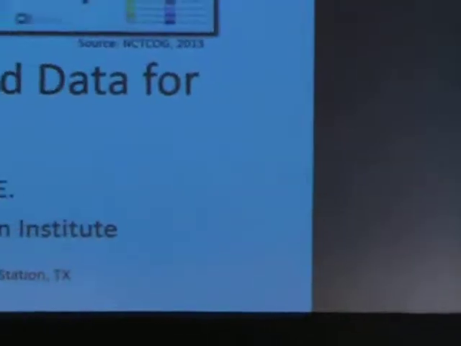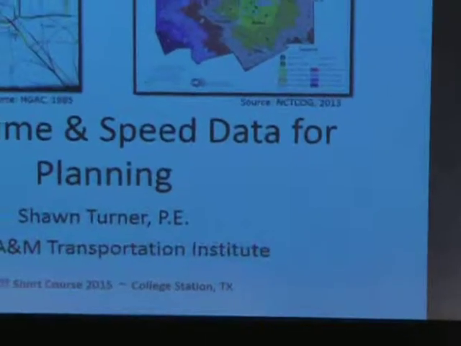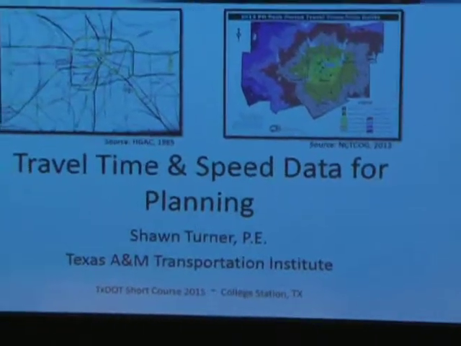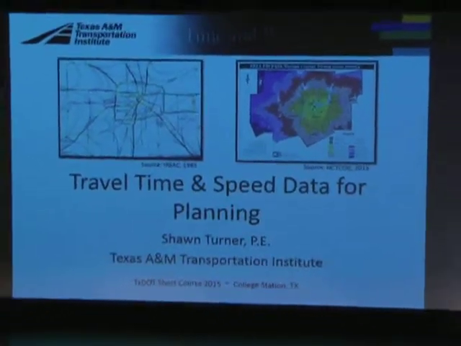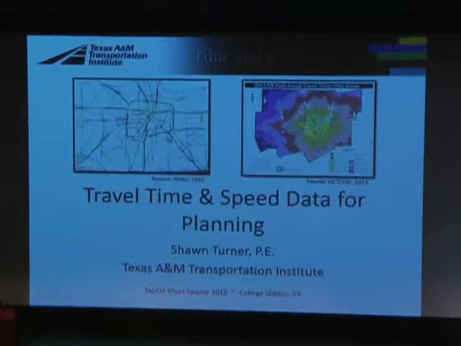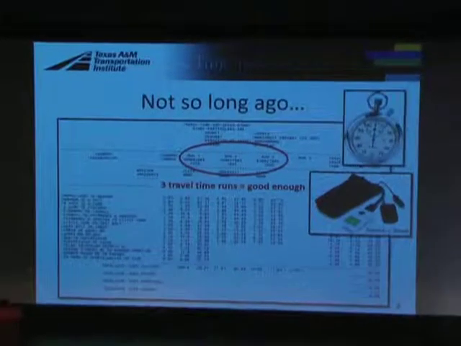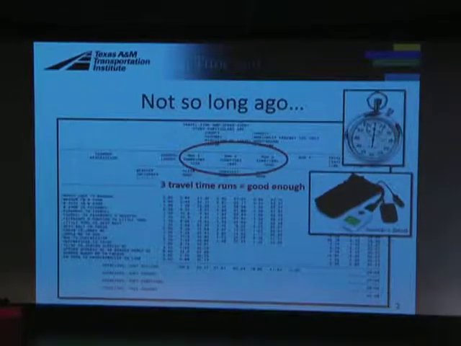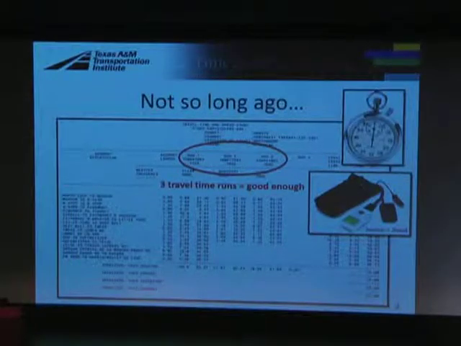this, and so I'm going to speed through this presentation on travel time and speed data. So Ed's talked about data that tells us where people are coming from and going to. I'm going to talk about data that tells us how fast or slow some of these trips take. And so not long ago, this is how we used to collect travel time data.